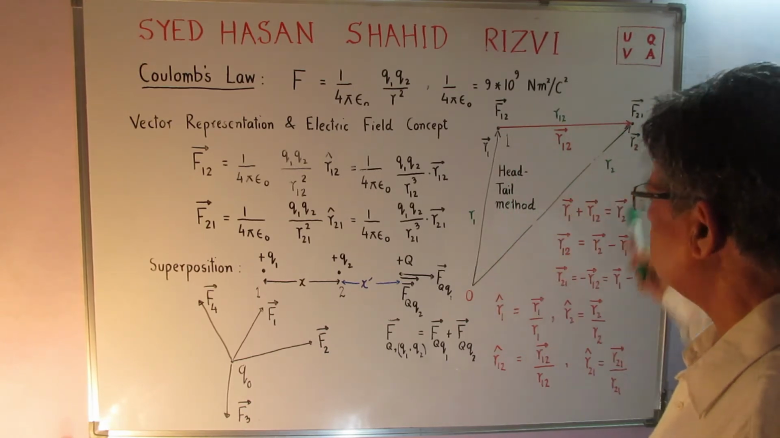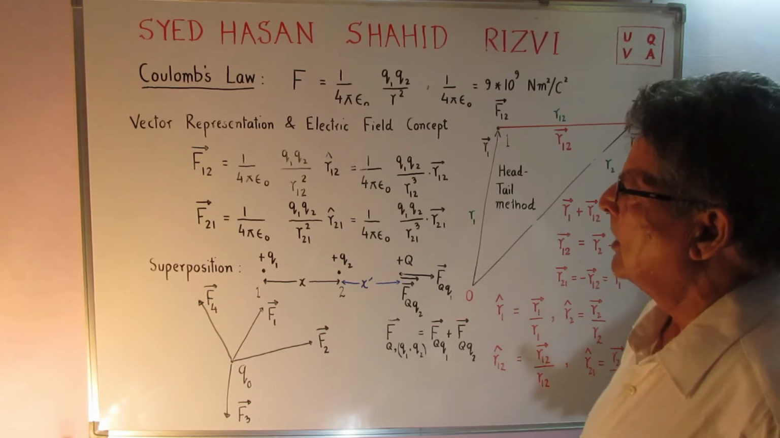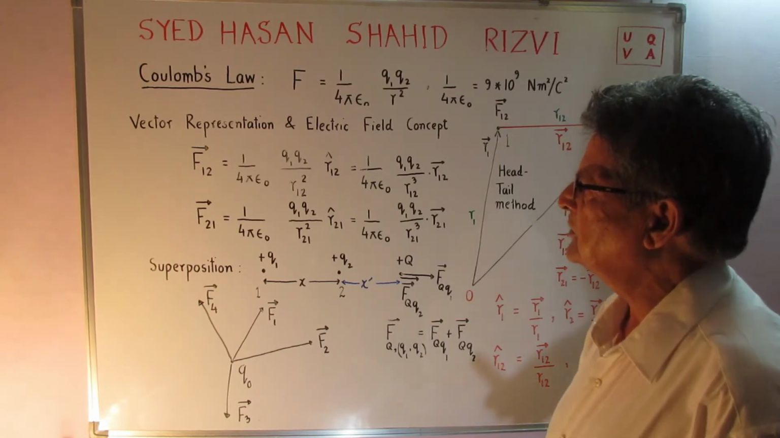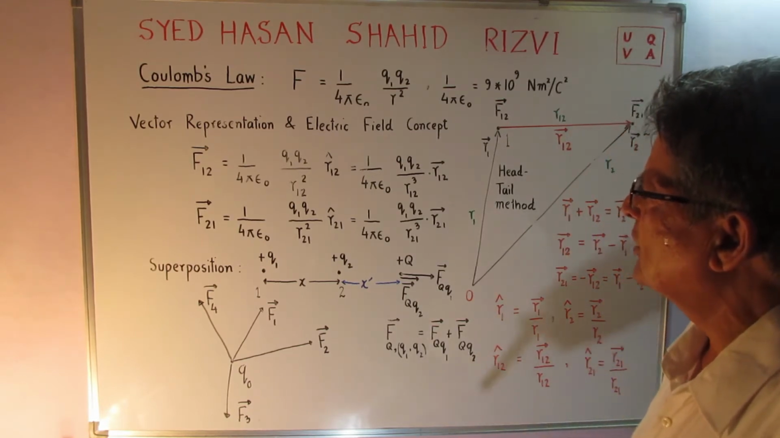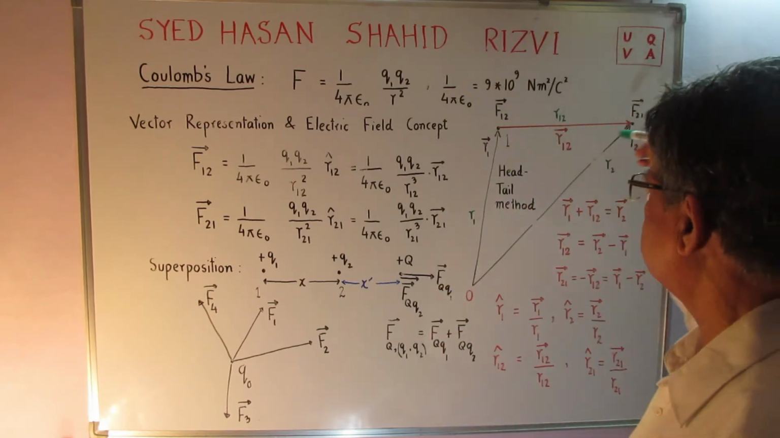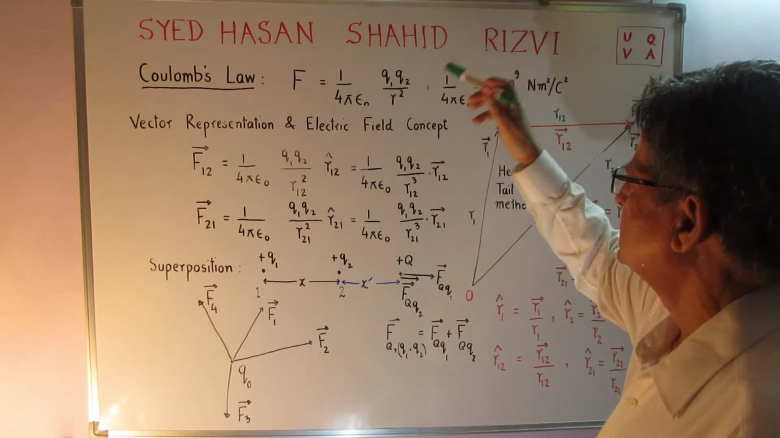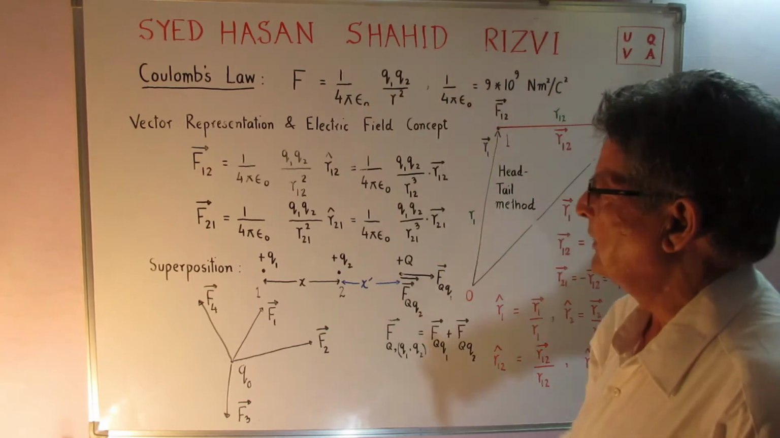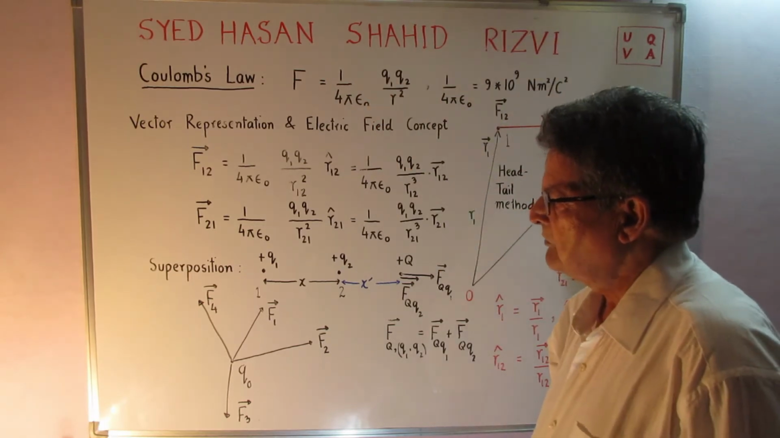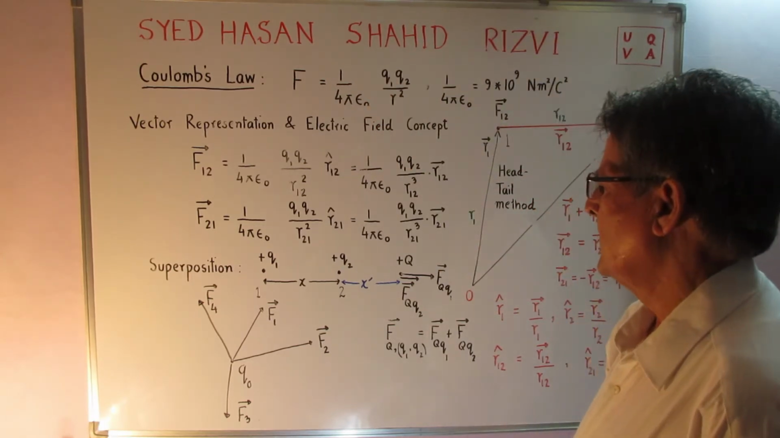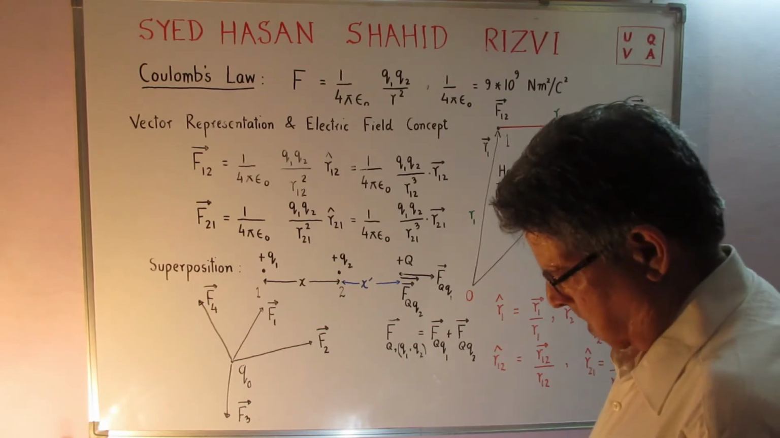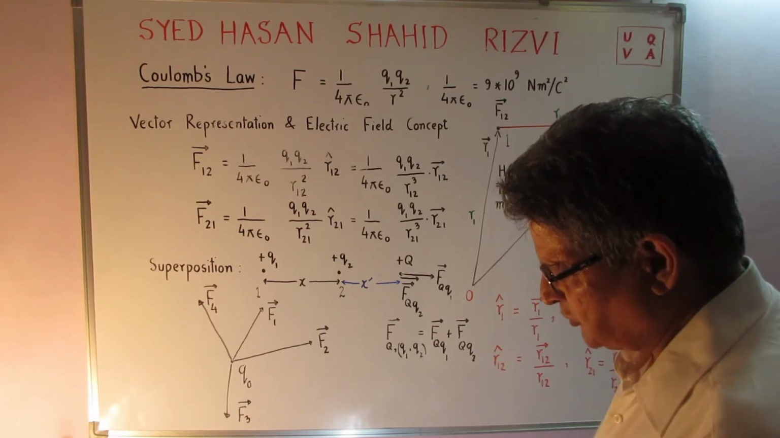So this is the way that we deal with two vectors. I'm sorry, two charges. This is the minimum set of charges, which gives an idea about what the forces are and what the directions of the forces are. Now, I told you about superposition.